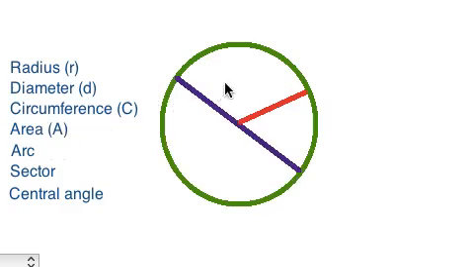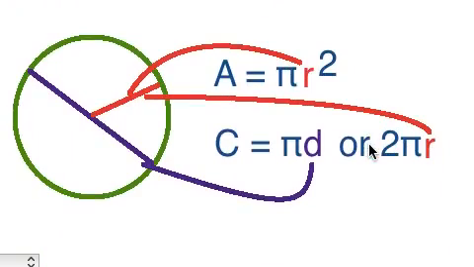The area of the circle, we call it the area of the disk, is just everything inside. An arc is just part of the circumference, like a chunk of it here, just on the outside. A sector is a chunk of the area, like a slice of pizza here. And the central angle is just an angle that shows up right at the center of the circle between two radii.